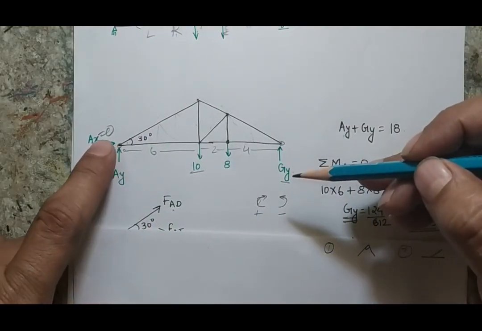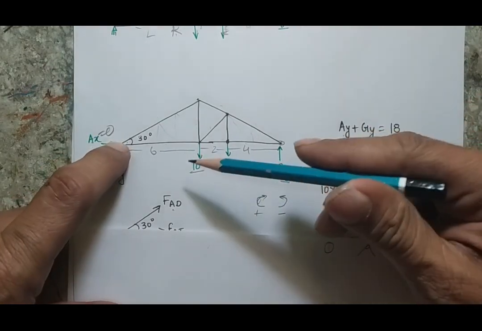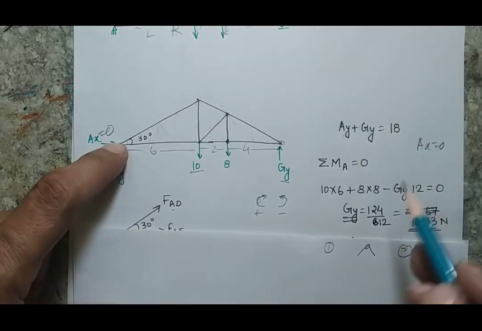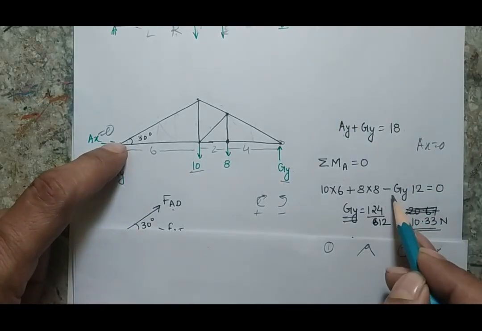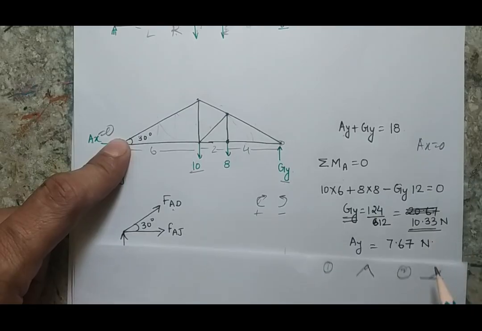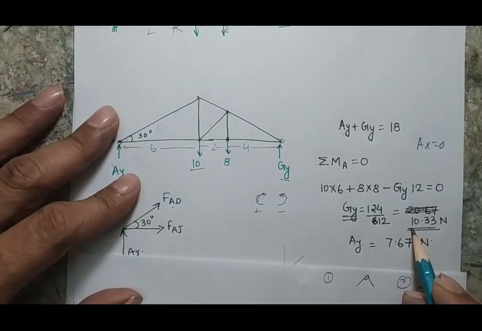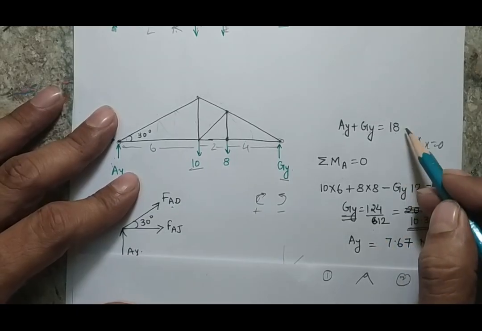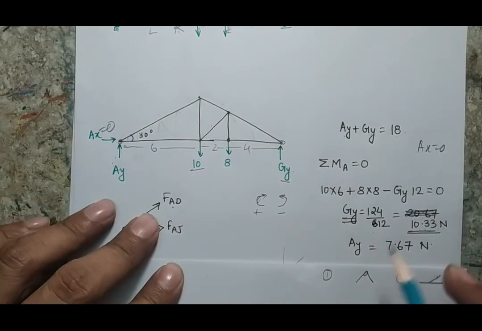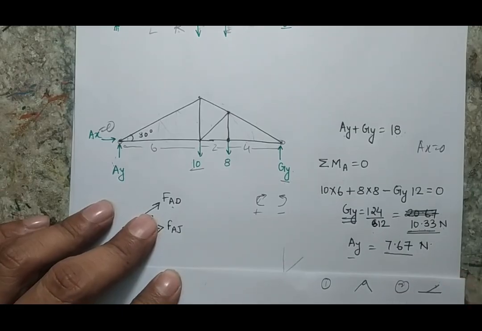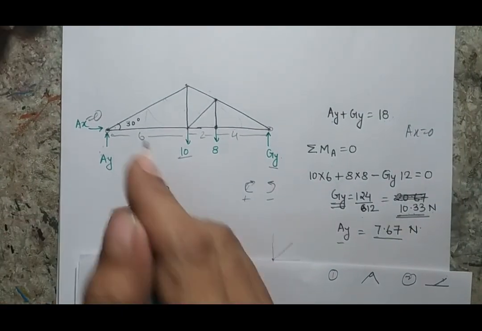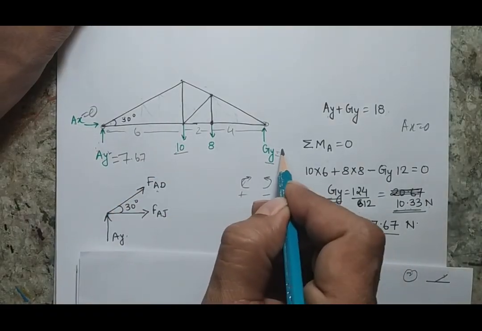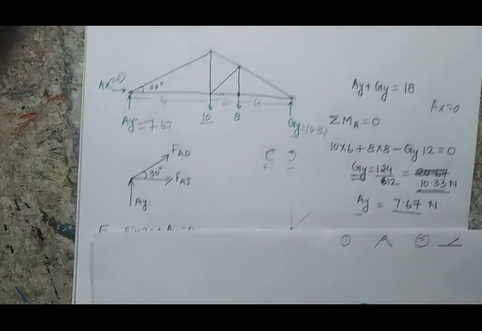We can identify this if I put a pin and ignore all the other forces, this force will try to rotate the body in the counterclockwise direction. So it is going to have a negative or counterclockwise moment effect. When I solve the problem, I get that GY is coming out 10.33 Newton. When I put this value in my previous vertical force balance equation, I will be able to see that AY is coming out 7.67 Newton. Now I have this value 7.67, GY is 10.33, and now I can solve.